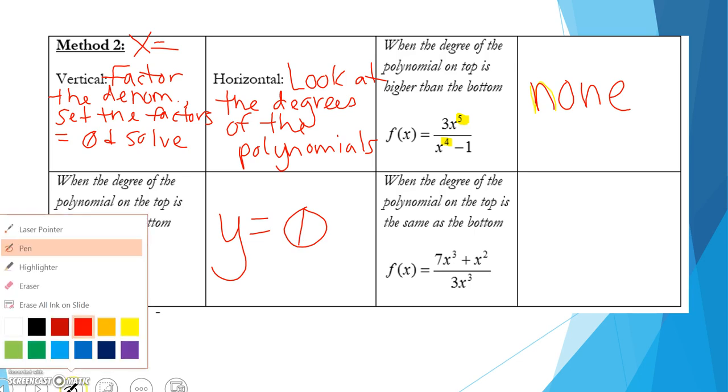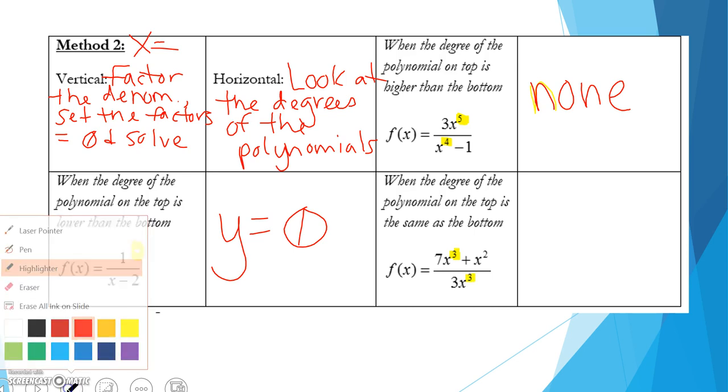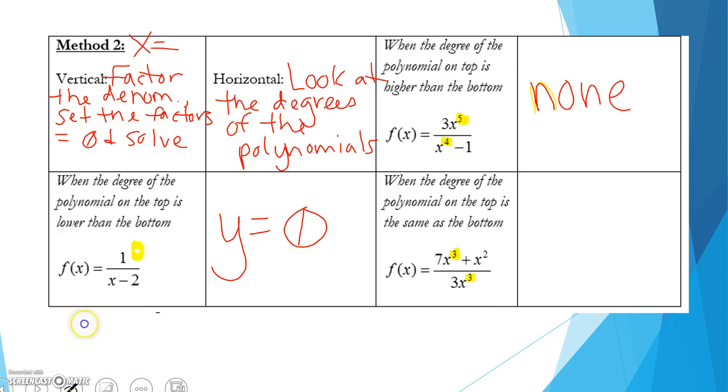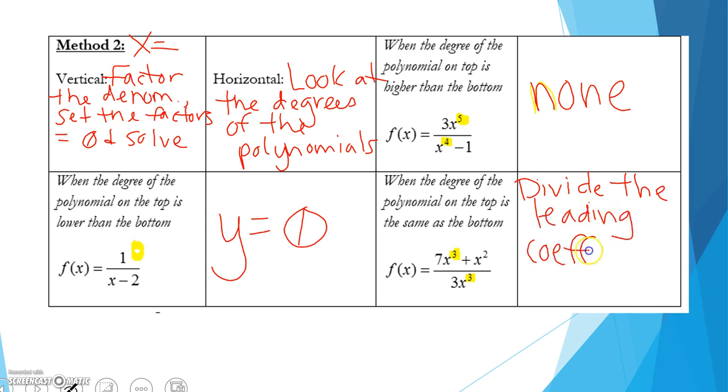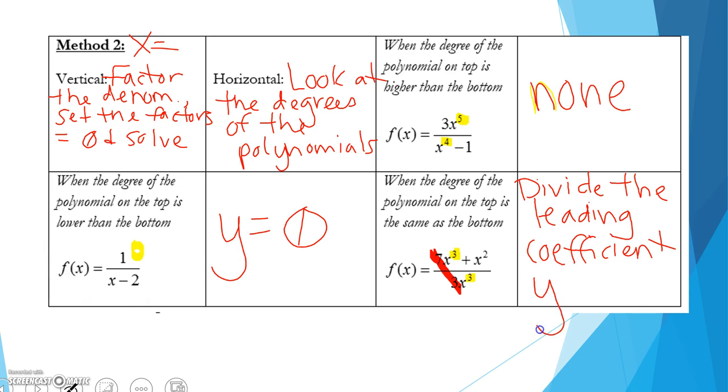Now, when they are the same, so if you look at the degree on the top, the highest degree is 3. It doesn't matter that they have a 2 as well. The biggest one is 3. On the bottom, the highest is 3 as well. So what that means whenever you do have the same is you divide the leading coefficient. So what that means is coefficient is the leading number. So in this case, the leading numbers are 7 and 3. So that means that my asymptote would be at 7 over 3, 7/3.